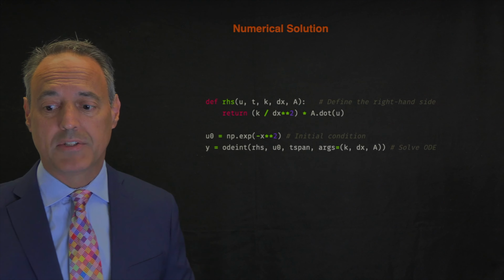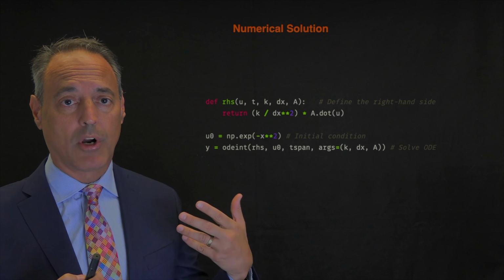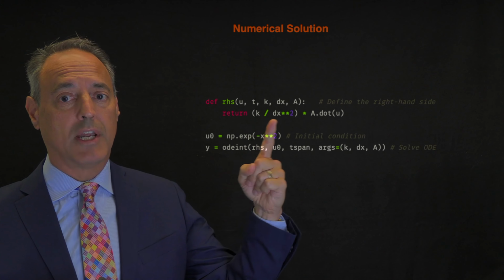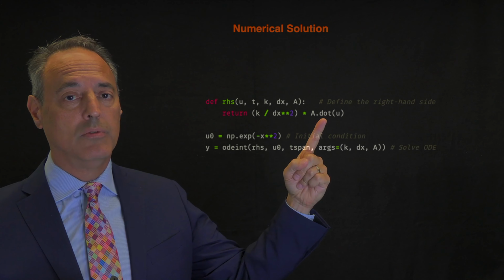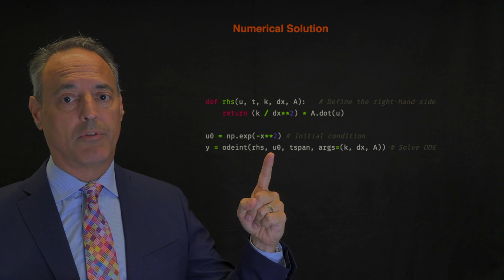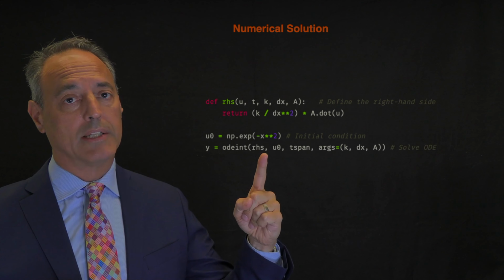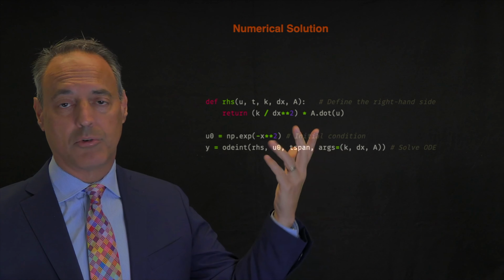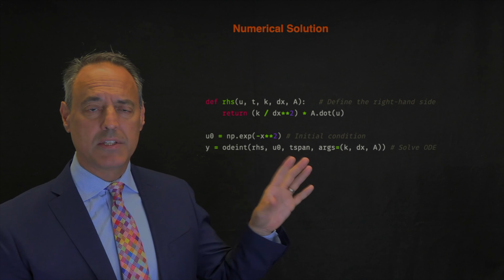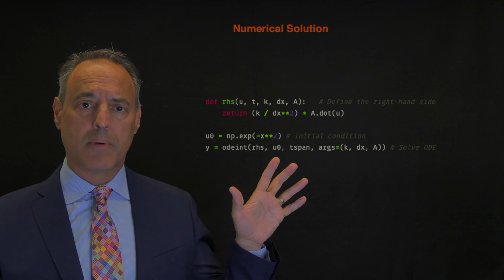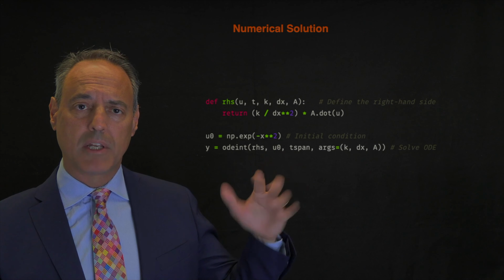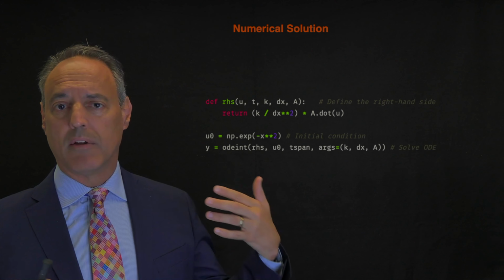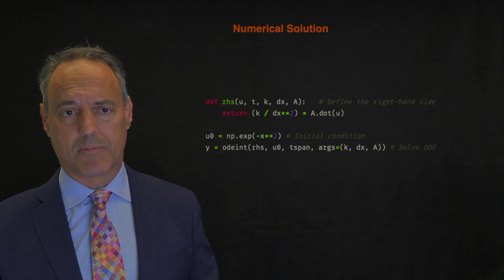And so for instance, if you are going to use an ODE solver, all you have to do is define the right-hand side, which is k over dx squared, A times u, and you just call this ODE solver where you call the right-hand side, give it an initial condition, give it a t-span, and the arguments you want to send in. So in other words, this is framing it back in terms of a classic ODE way of thinking about it, if you want to step this forward.